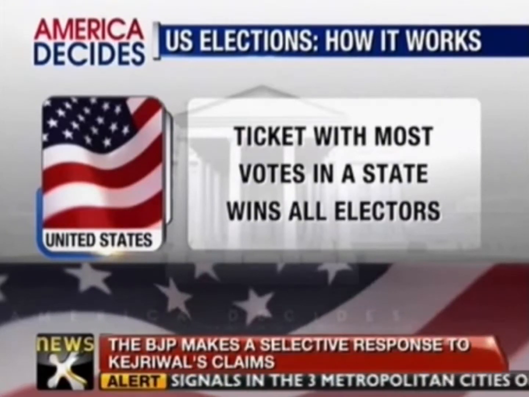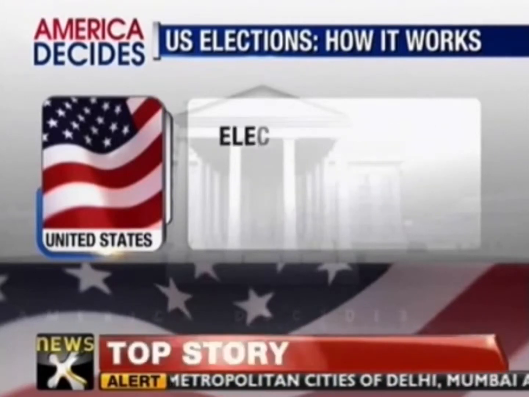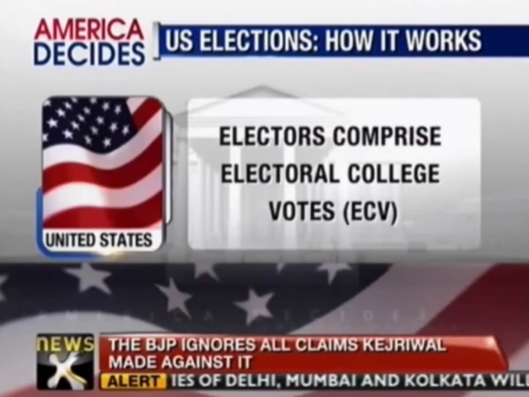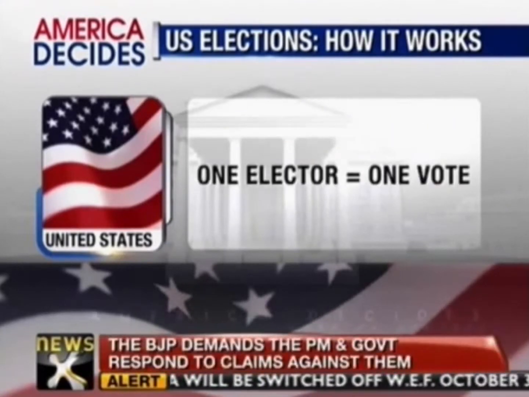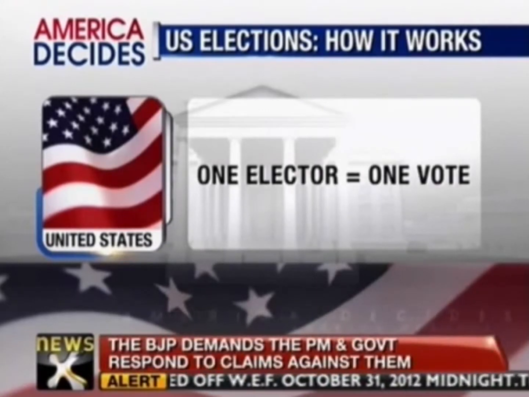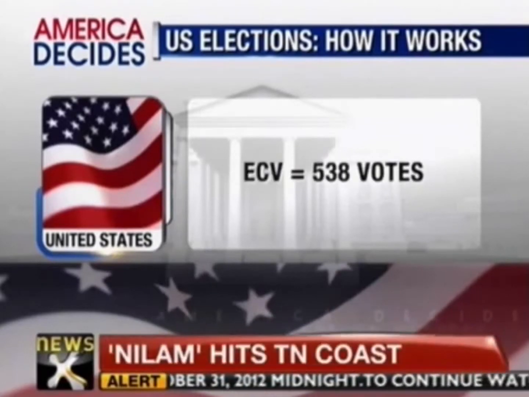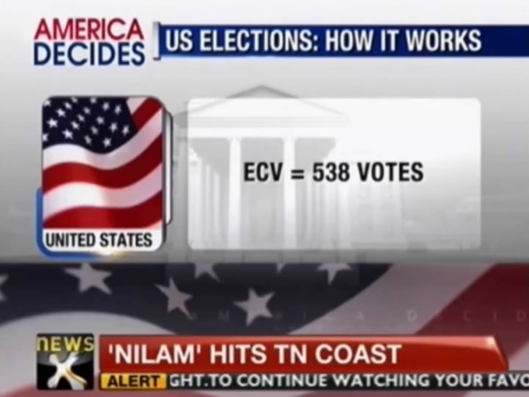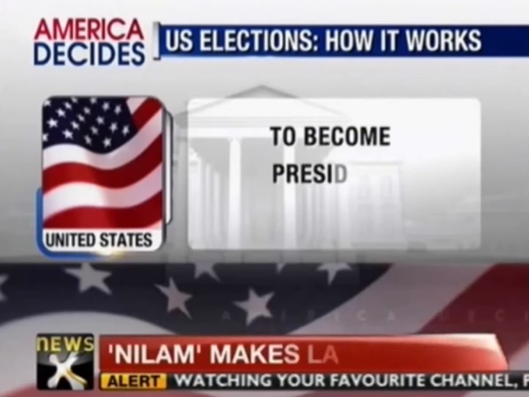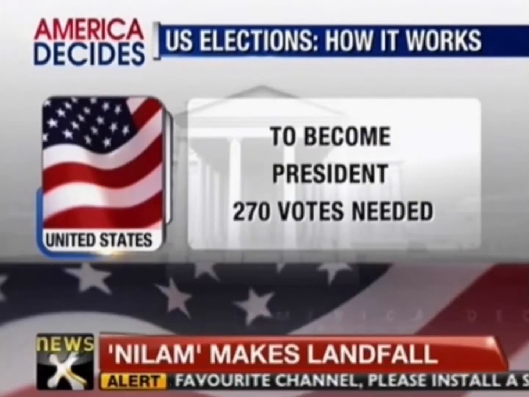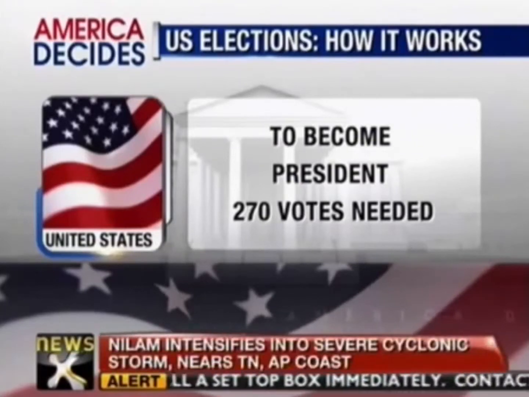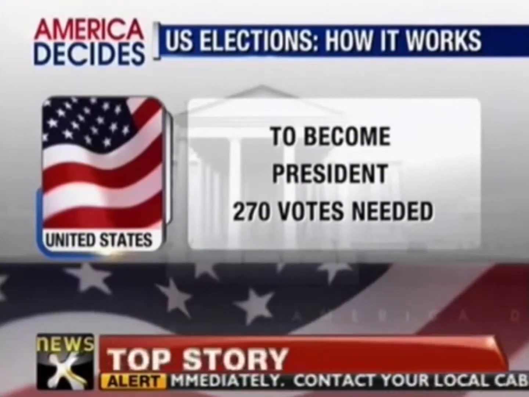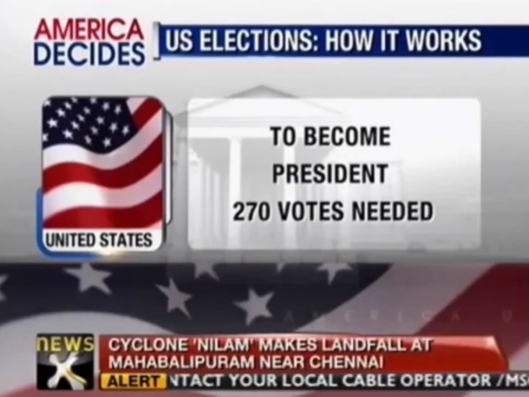Now, these electors in turn comprise the Electoral College, which votes for the ticket. Each elector gets 1 vote. The Electoral College votes, or the ECV in short, in the United States is 538 votes strong, and to win, a president must have more than 270 votes in the bag. So that is the magical number, 270 out of a total Electoral College vote of 538.